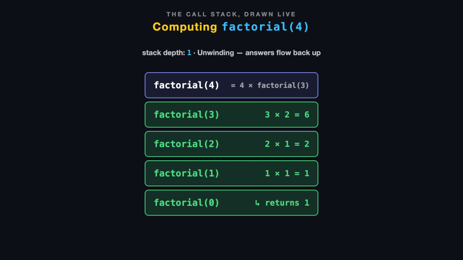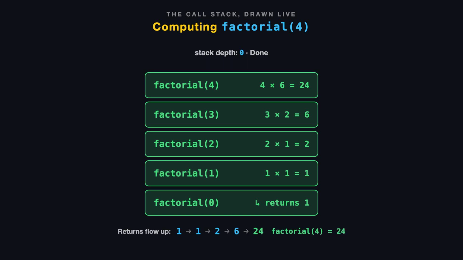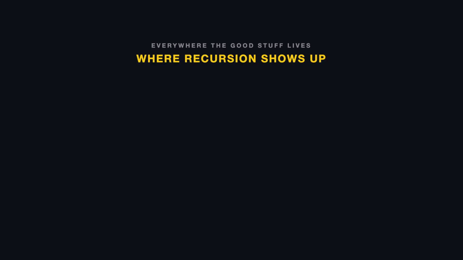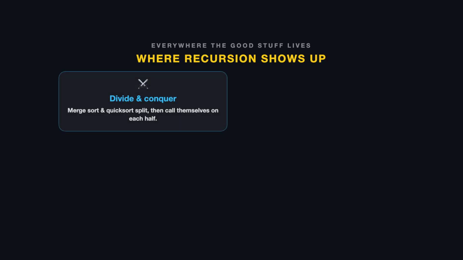There it is. The calls piled up on the way down to the base case. The answers flowed back up on the way out. 1, 1, 2, 6, 24. That pile, growing, then unwinding, is the call stack. That is recursion. No magic. Just a stack. So where does this actually show up?